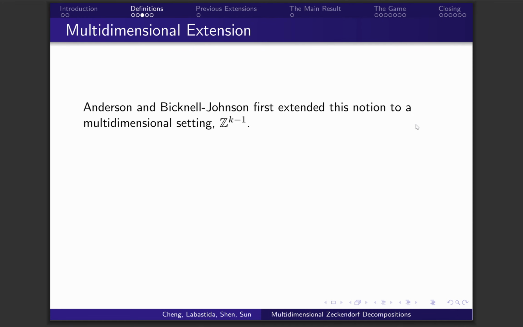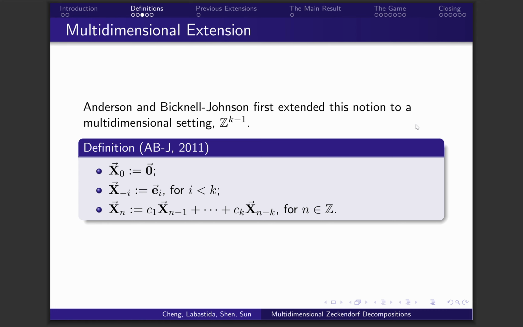Now we come to the heart of our work. Anderson and Bicknell-Johnson first extended this notion to a multidimensional setting, Z^{k-1}. They gave a definition. First, vector x_0 = vector 0. And for i less than k, vector x_{-i} = vector e_i, which are the basis vectors. And for all n in Z, vector x_n = c_1 times vector x_{n-1} + ... + c_k times vector x_{n-k}.